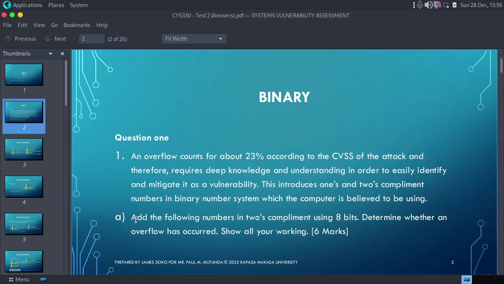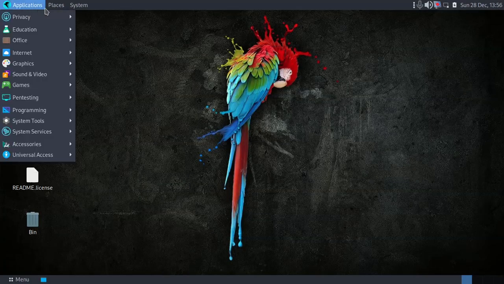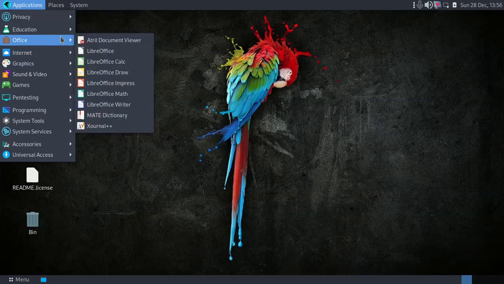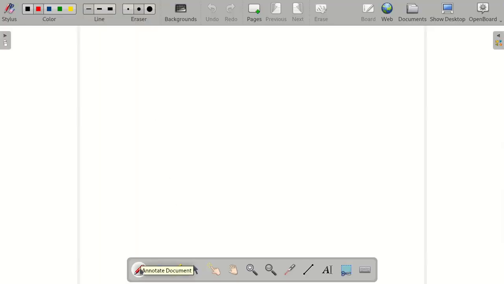So remember, the question was still telling us to add the following numbers in 2's complement using 8 bits. So now the numbers which we have been given are 98 and 74. Take note of that. Let me just write them somewhere so that we don't forget. 98 and 74. Alright, so remember, the first step is to come up with the powers of 2.